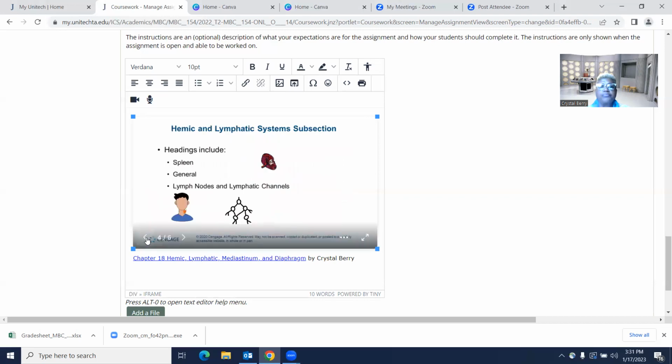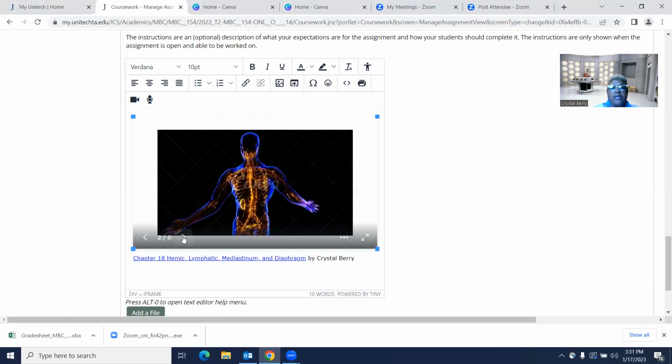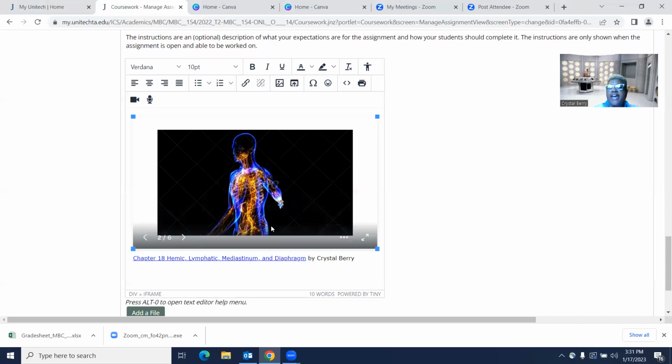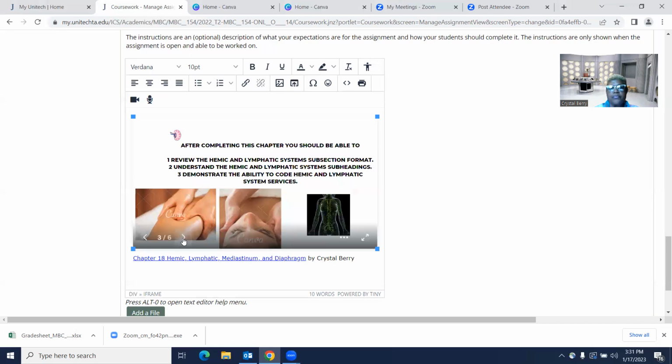So again, I'm just going to review the 3 objectives that were covered in this chapter. This is a very short chapter. Next, this is a diagram showing you everything that goes on in the lymphatic system. These are the things that you should be familiar with once you finish this chapter.